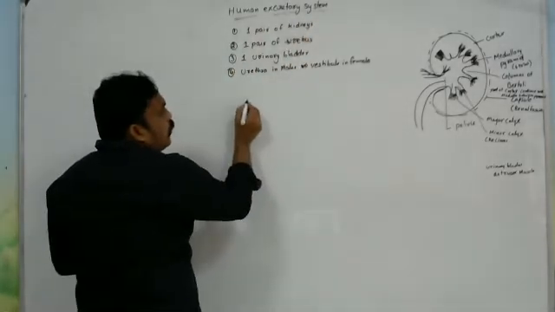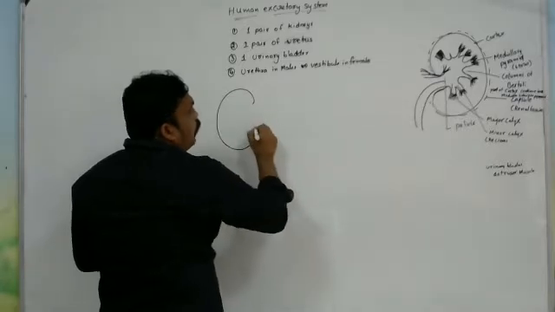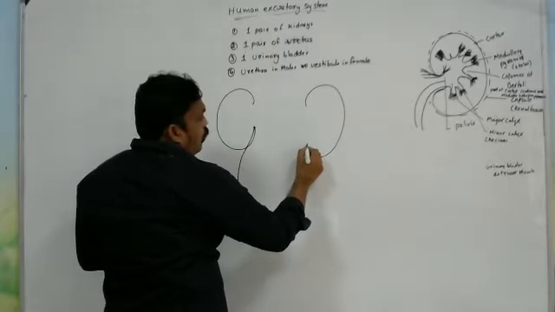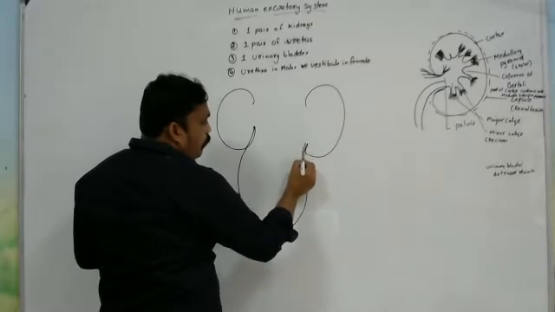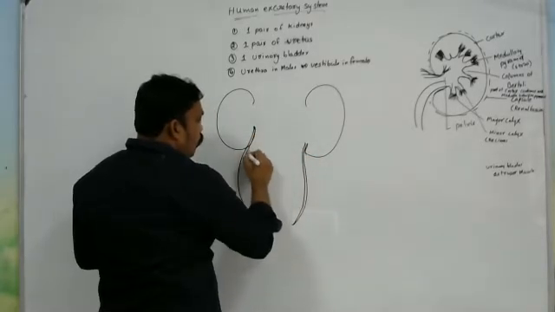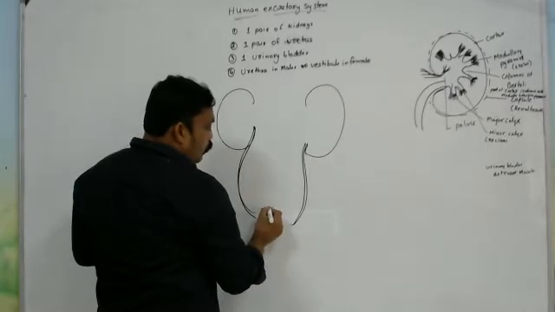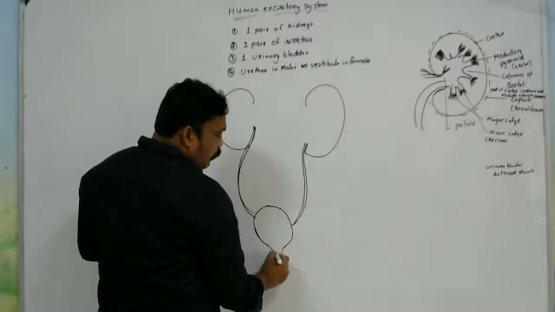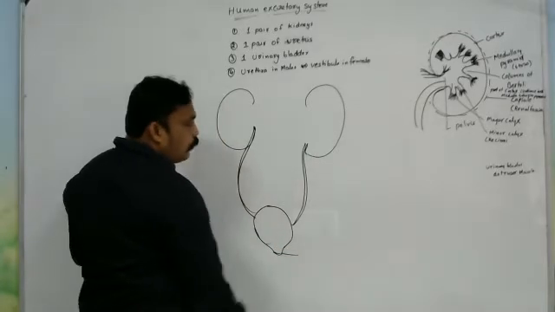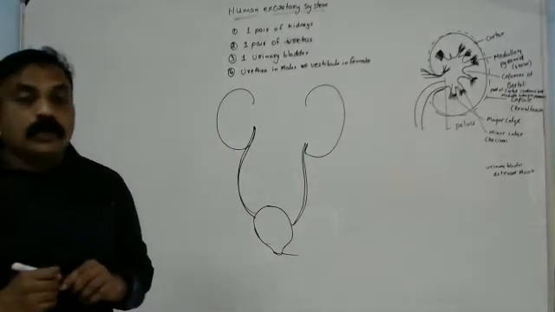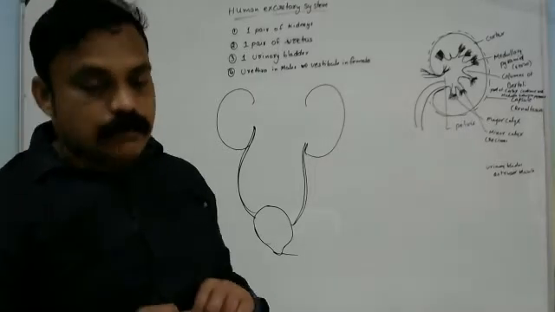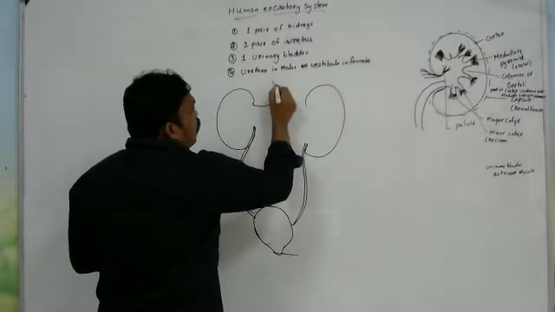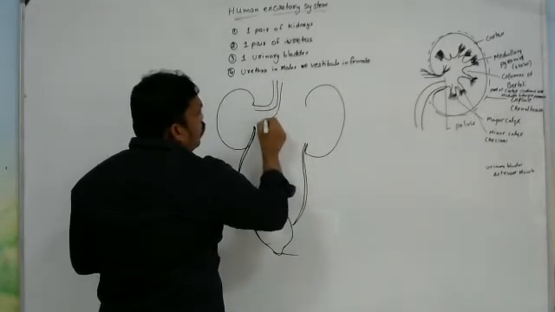If you observe the diagram of the human excretory system, there is one pair of kidneys, and the ureters open into the pear-shaped structure, the urinary bladder, which opens into the urethra. This is the structure of the human excretory system. Here, the one pair of kidneys are located.